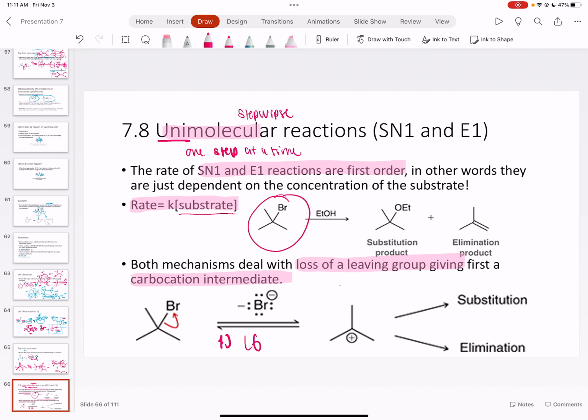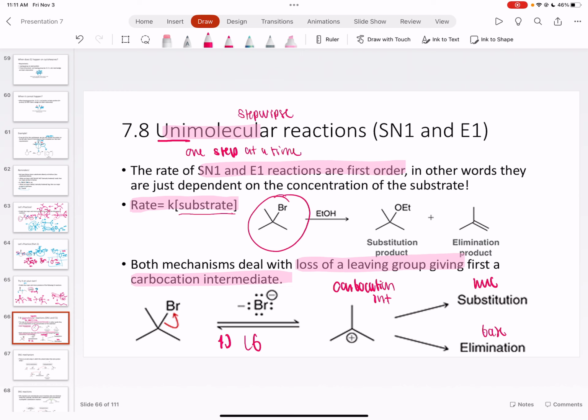And then after that, when we get our carbocation intermediate, it depends whether we have a base or a nucleophile. We already know substitution is always going to be a nucleophile, while for elimination it's always going to be a base. So just keep in mind that when we're doing SN1 and E1, the first thing that we do is a loss of a leaving group, and then our second step will either be substitution or elimination.